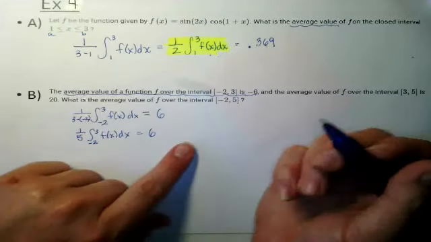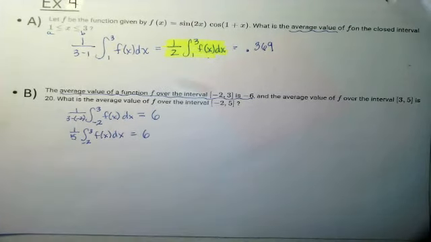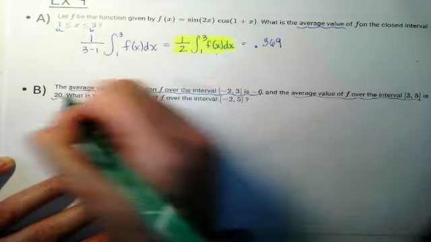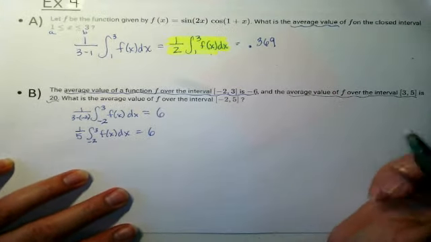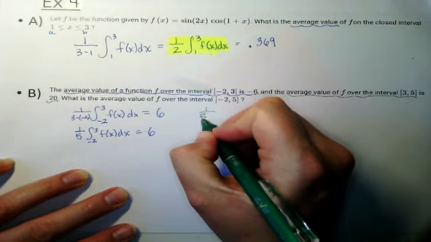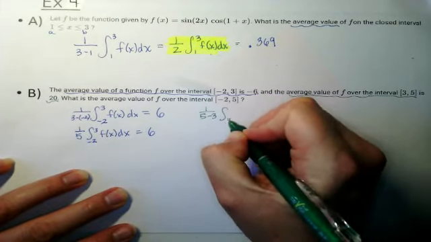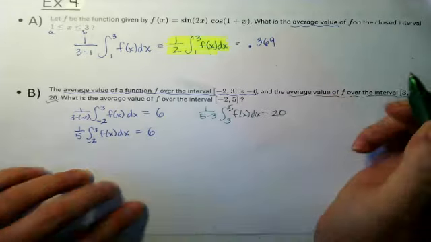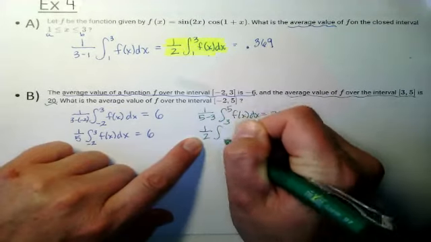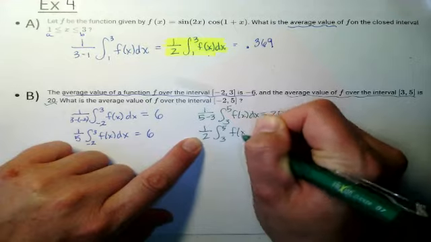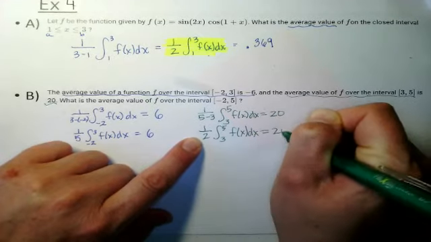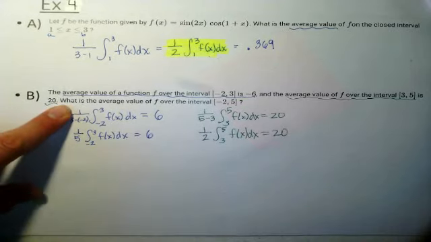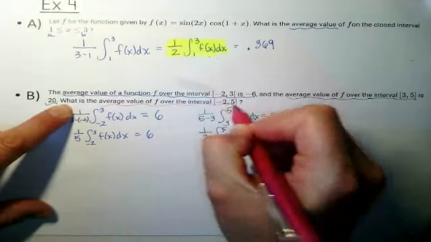All right. And then we also know that the average value of f over the interval from 3 to 5 is 20. Well, that's another equation I can write. Over the interval from 3 to 5, so 1 over 5 minus 3 of f of x dx is 20. Okay, so 1 over 2 times the integral of 3 to 5 is 20.